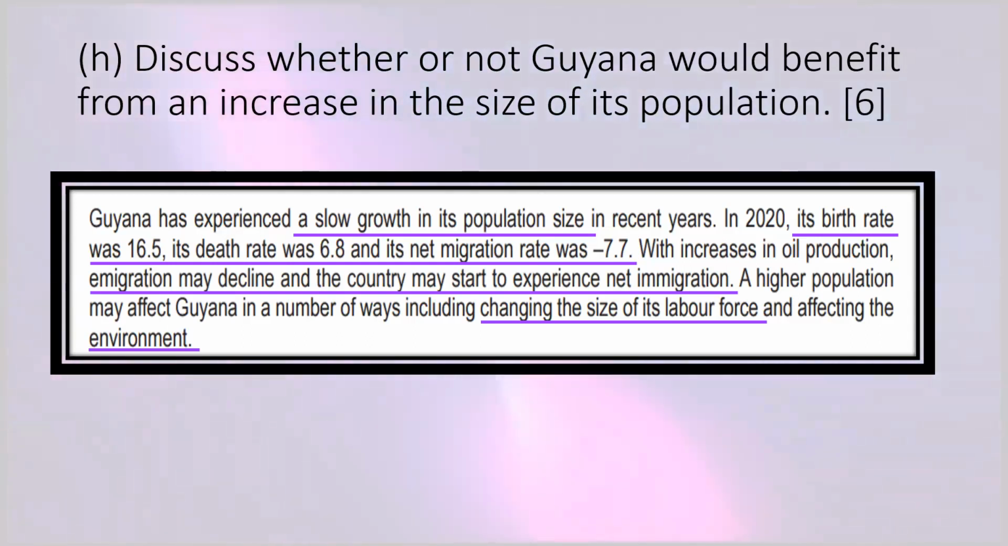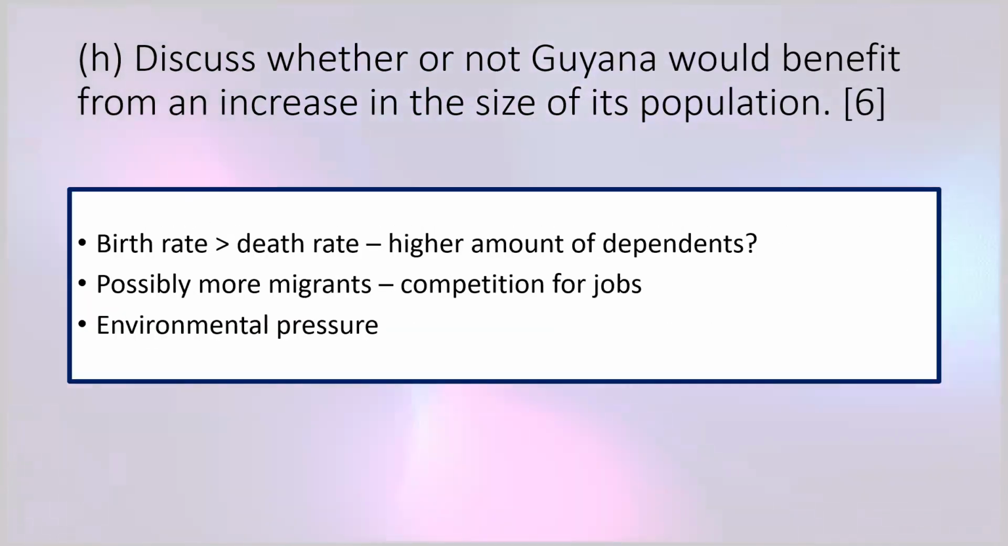See, if you ignore everything else, look at the last sentence. A higher population may affect Guyana in a number of ways, including changing the size of the labor force, one, affecting the environment, two. Even if you don't talk about anything else, you must talk about these two things. So you must talk about it in the positive light, you must talk about it in the negative light. Both ways also you should discuss. Okay, try it out, guys, and I hope you can see a similar pattern for all the other questions as well.